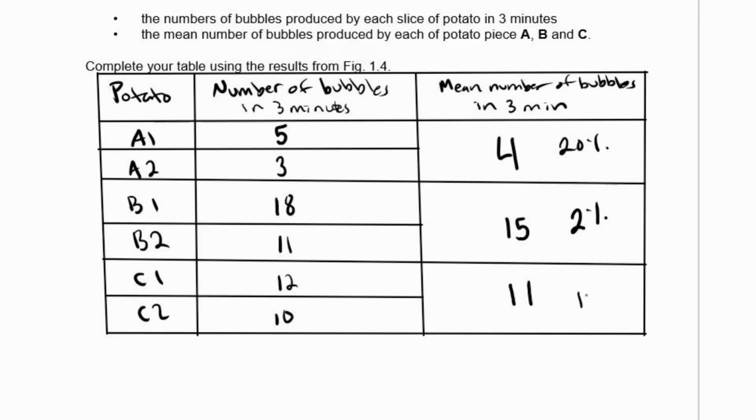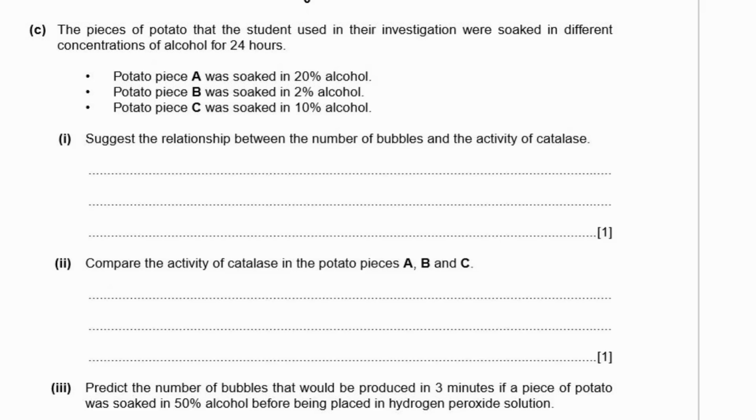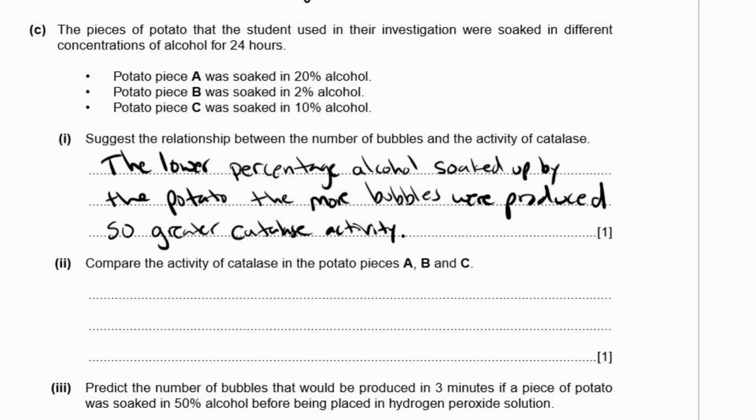Test tube B had 2% alcohol, and test tube A had 20% alcohol. C was in the middle, and that was at 10% alcohol. So it looks like the less alcohol that the potato pieces were soaked in, the more bubbles. If there's more bubbles, then catalase is working better, is doing more reactions. So the lower percentage alcohol soaked up by the potato, the more bubbles were produced, so the greater catalase activity.